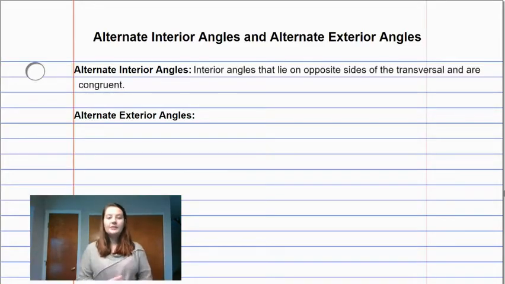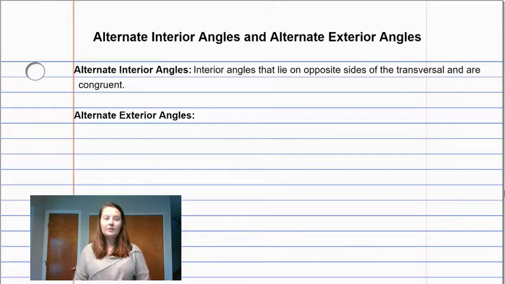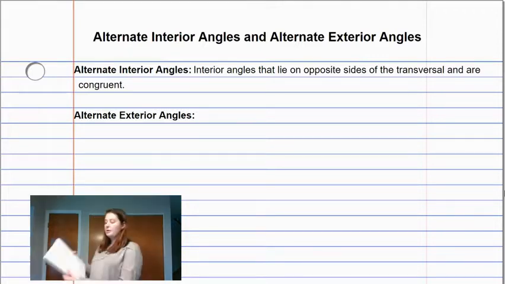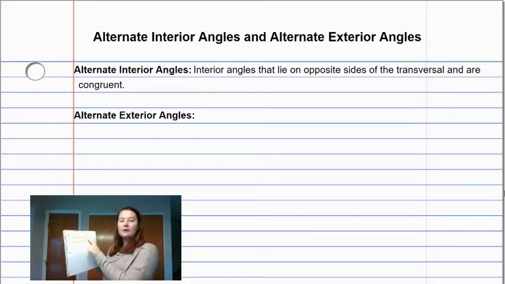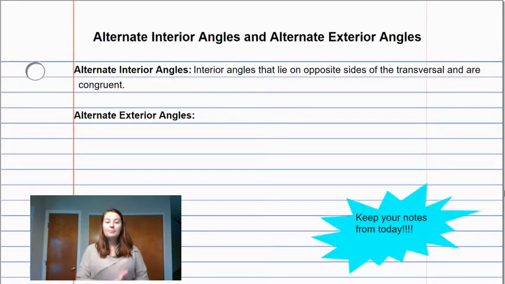So the first angle we're going to talk about is alternate interior angles. Interior angles that lie on opposite sides of the transversal and are congruent. Up here at the top, next to alternate interior angles, go ahead and write that definition. Leave space for alternate exterior angles, and we will come back to that. Keep your notes from today. You might not be asked to turn in your notes today, but that's not saying I won't ask for them tomorrow. Hint, hint. Remember, if something has notebook paper as a background, you are taking notes on it, all right?